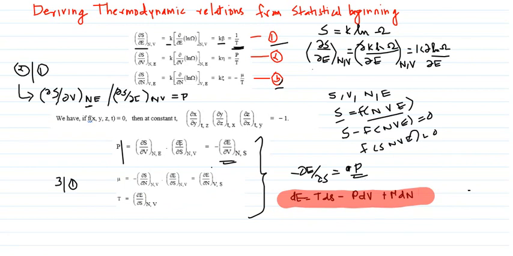And T, obviously, T is what? 1 by T is dou S by dou E, and T will be dou E by dou S at constant N and V, right? So that's the exact result which we get from statistical thermodynamics, and this shows the validity of statistical mechanics. Using statistical mechanics you can reach the thermodynamical parameters very easily.